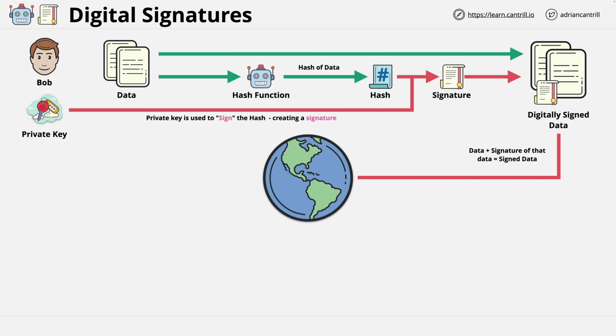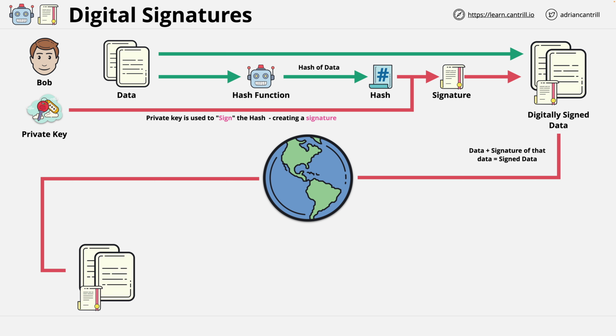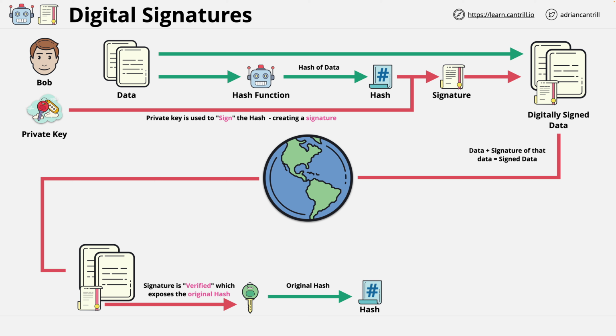So let's say that Bob uploads it to the internet, or he emails the document to somebody, or stores it on some cloud storage. Now next, one of Bob's business partners downloads the contract, so the signed data. And the first thing is to get Bob's original hash. And so to do that, we take the signature and Bob's public key, and that gives us back Bob's hash. So now we know that this hash is signed by Bob, and we know that Bob created this hash. And this means that we know what Bob thought that the hash of the document was. We know the original state of the document when Bob generated the hash.